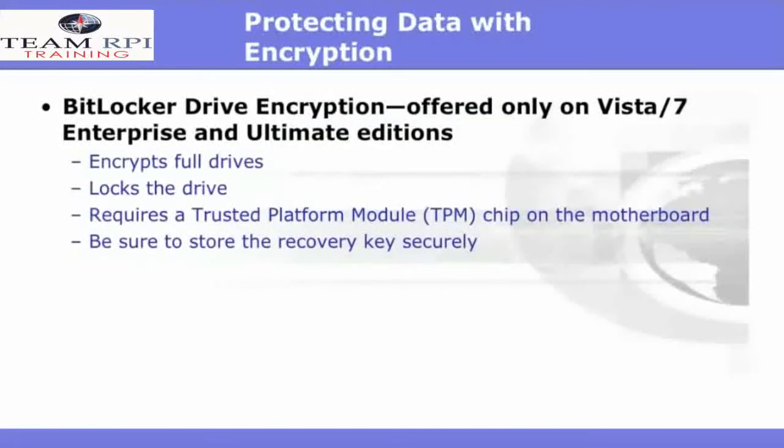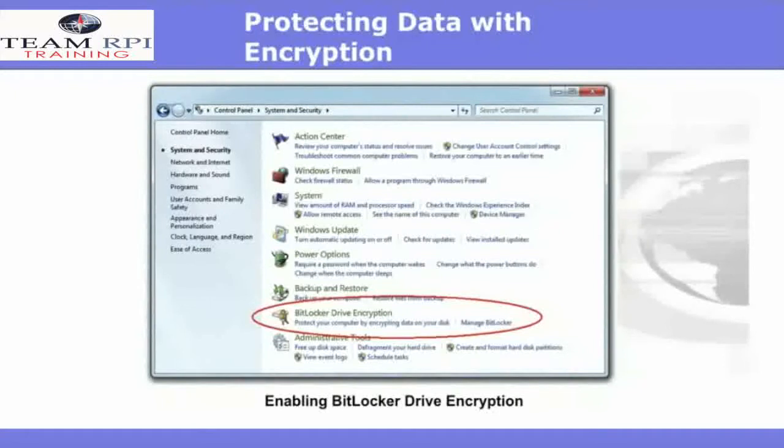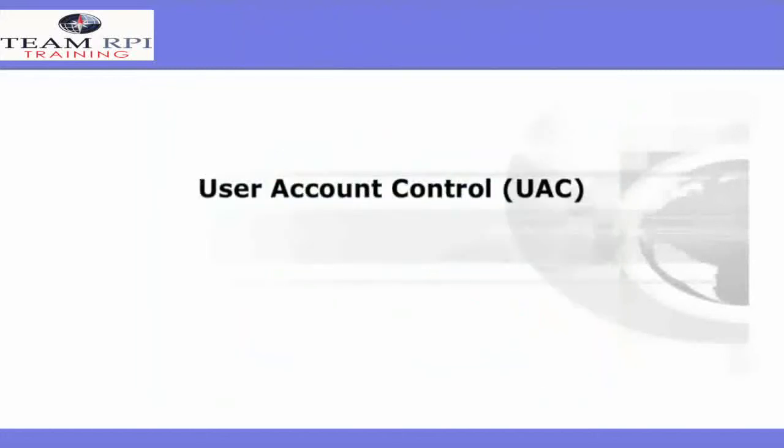With Windows Vista and 7 Enterprise and Ultimate editions, you have the option of using the BitLocker drive encryption. BitLocker encrypts the entire drive. However, it requires the TPM, or Trusted Platform Module chip, on the motherboard. To enable BitLocker, simply go to the Control Panel and then System and Security, and then select BitLocker Drive Encryption.